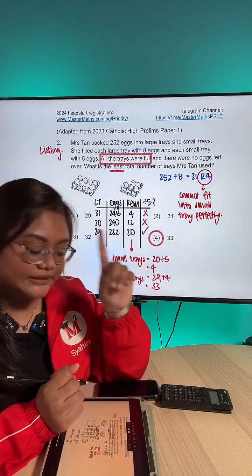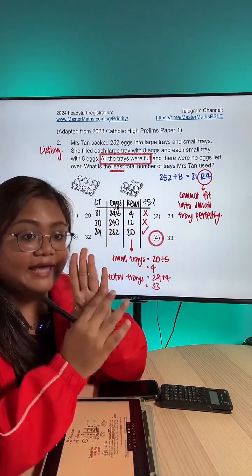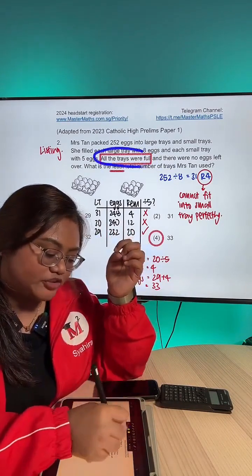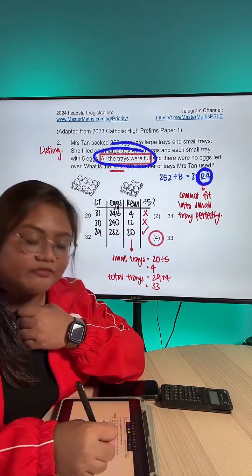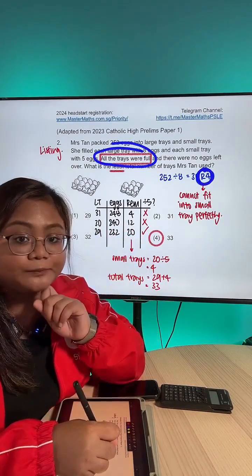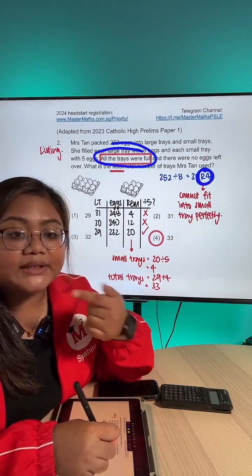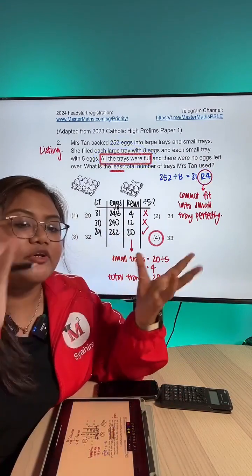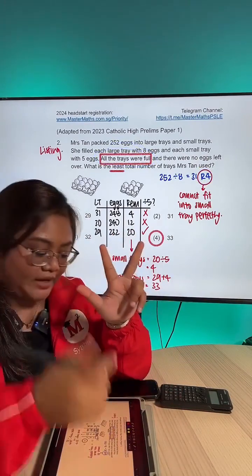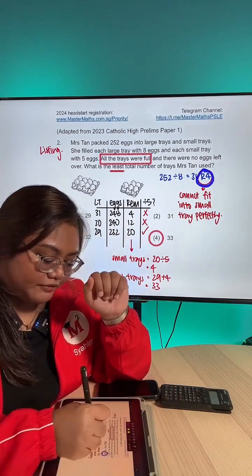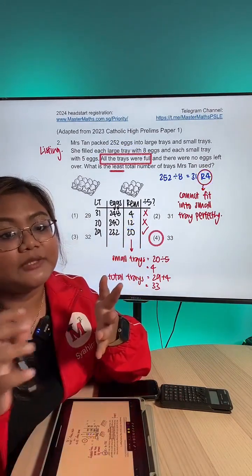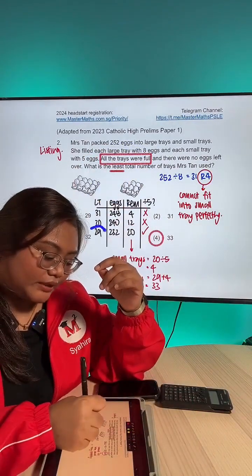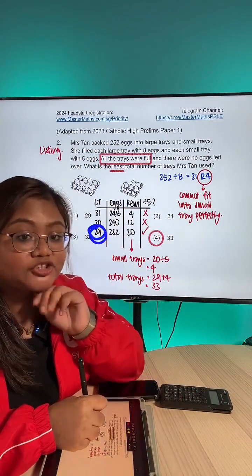So if I have 31 large trays, I will have 4 eggs left. I cannot put them into the small tray because I will have extra space. I don't want extra space. The small tray can fit 5. This one only has 4, so I cannot do that. So the only other thing that I can do is to take out one large tray of 8 eggs and regroup them to the small ones. So if I have 8 with a remainder of 4, that leaves my remainder to be 12. Again, I cannot fit them into the small trays nicely. So I take out another large tray. So if I take out another large tray, I'm left with 29 large trays.